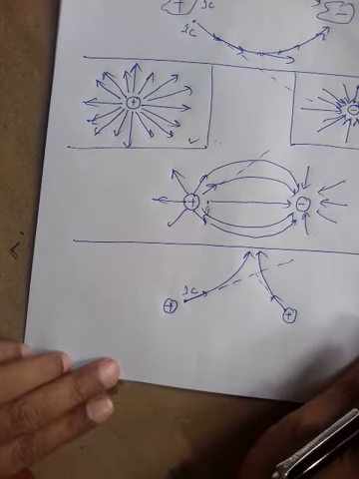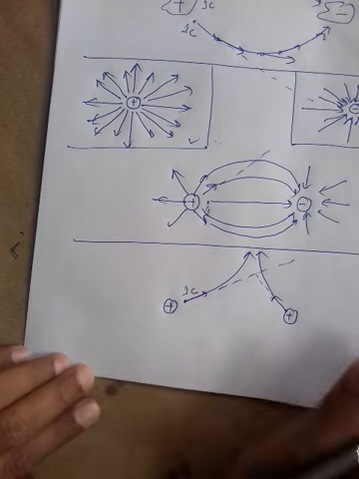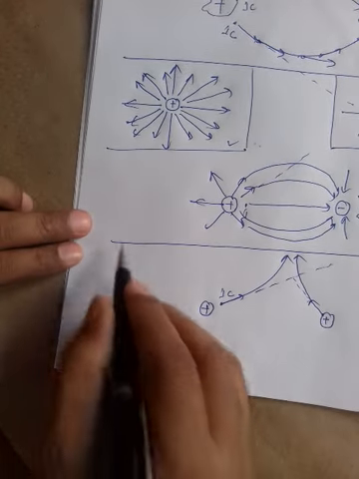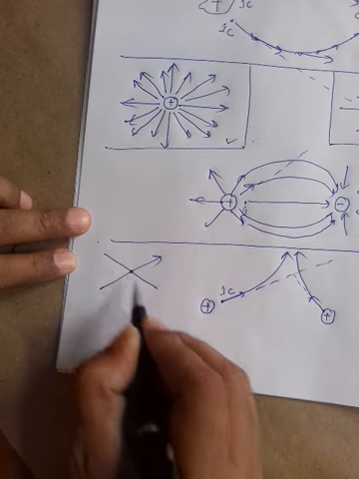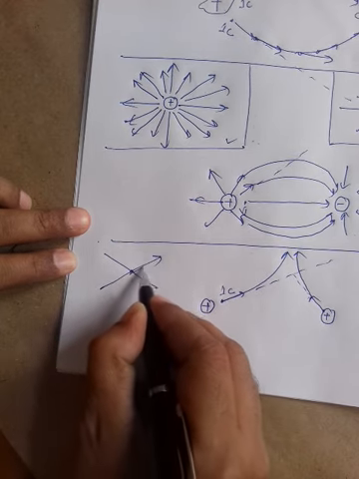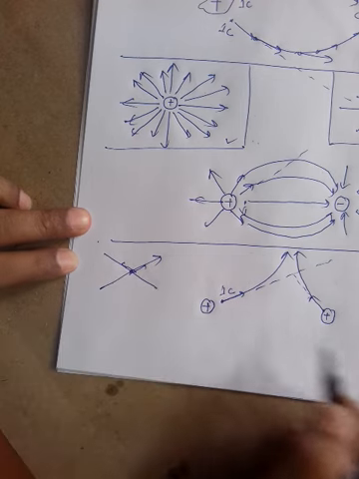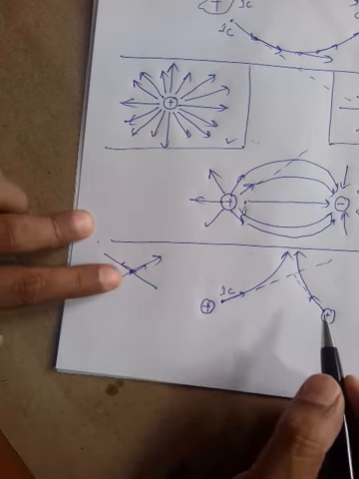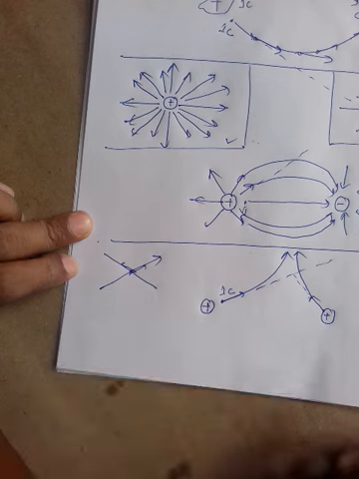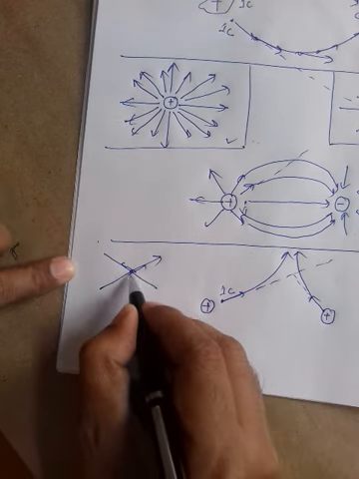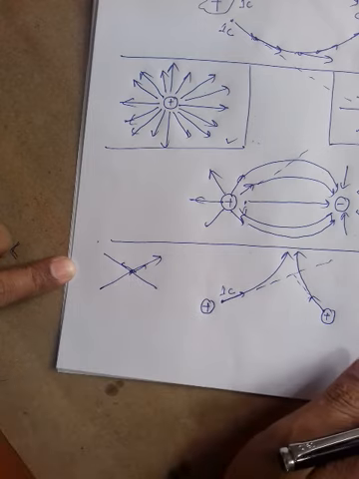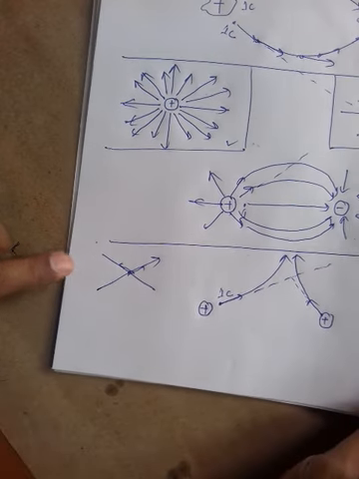Clear? Their intersection is not allowed. Why? Let me explain. This is a very important property. If you consider two lines of force intersecting, then at the point of intersection we have the option of drawing two tangents. Two tangents means there are two fields present, one field in this side, one field in this side. Now look at a point: only one field is present.